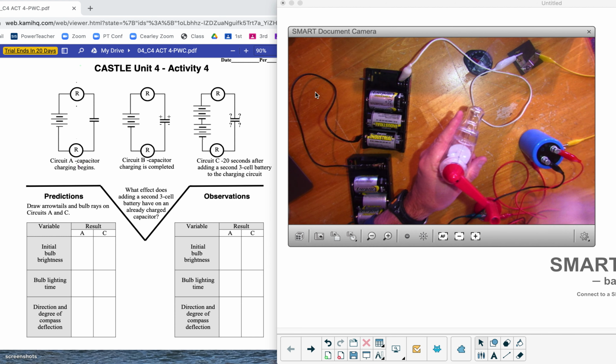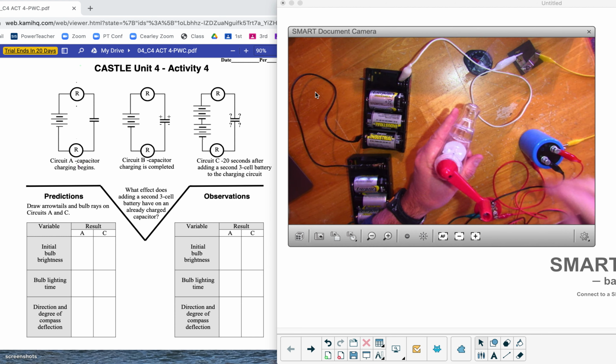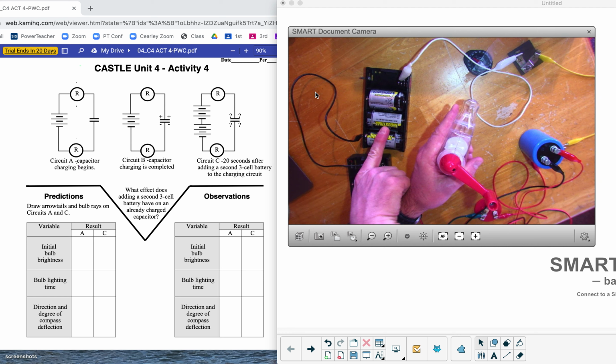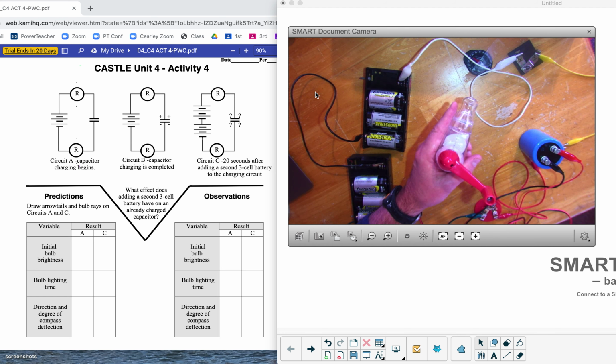So the capacitor that had been charged with a 3-cell battery pack and then a second 3-cell battery pack added to it obviously was able to turn the Genicon handle many more times than when we charge it with one 3-cell battery pack. So based on that, what new claim evidence reasonings can you make?